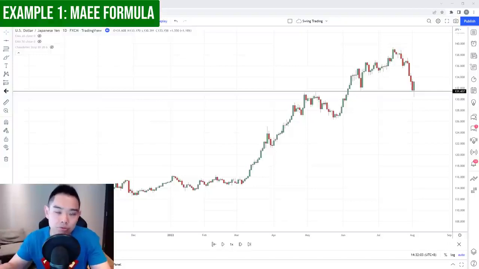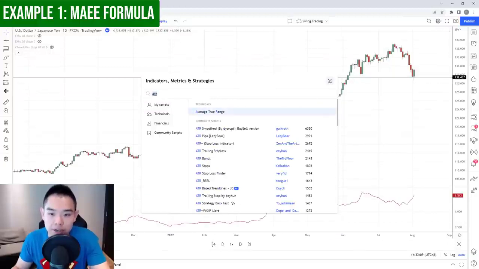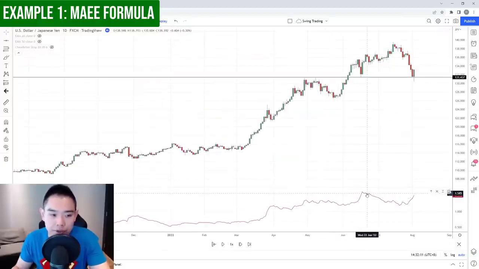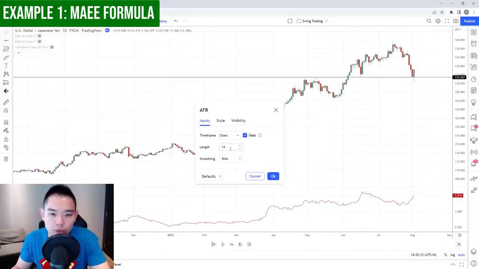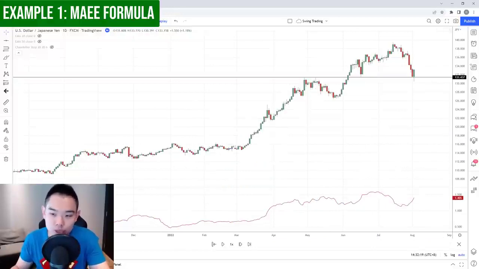ATR stands for average true range. It measures the historical volatility of this currency pair. You just go to indicator, search for ATR, pull out this indicator, and you see something like this line over here. I usually like to go with the 20 period setting. Since there are 20 trading days in a month, I go with SMA and click OK. So those are the settings I usually use.